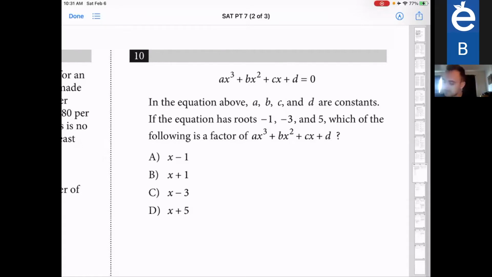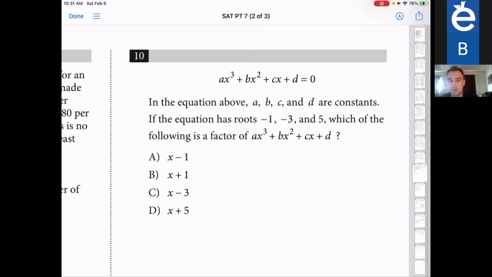Okay, number 10. We have this equation, ax cubed plus bx squared plus cx plus d is equal to 0. In the equation above, a, b, c, and d are constants. The equation has roots -1, -3, and 5. Which of the following is a factor of ax cubed plus bx squared plus cx plus d?